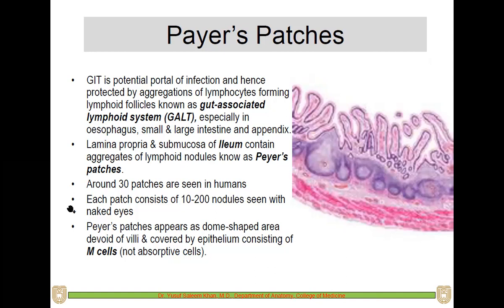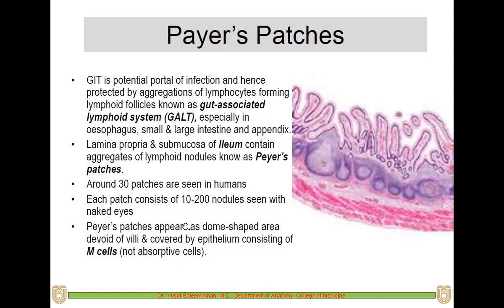Around 28 to 30 patches are seen in the ileum of humans. Each patch consists of 10 to 200 nodules seen with the naked eye. So it is nothing but a huge aggregation of lymphoid nodules, 10 to 200. So many nodules come together that they can be seen with the naked eye, especially when you use a hand lens. These are called Peyer's patches.